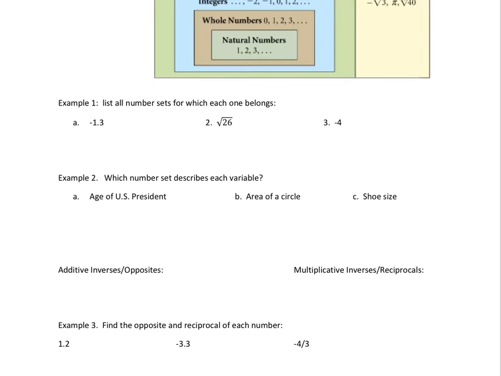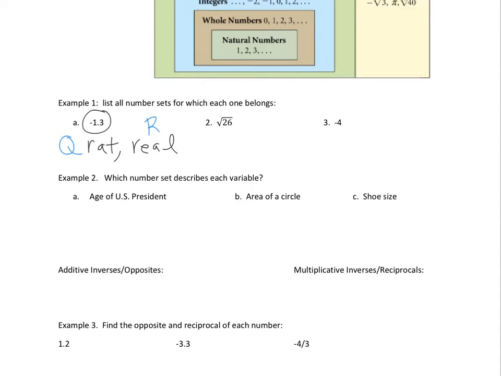So list all the number sets for which each one belongs. So all of the number sets. So this is a decimal and it stops. So this is a rational number, which automatically makes it a real number. Now in math we shorten rational or real numbers. Sometimes what you'll see, the rational number would be a Q, an uppercase Q, and a real number is an uppercase R.